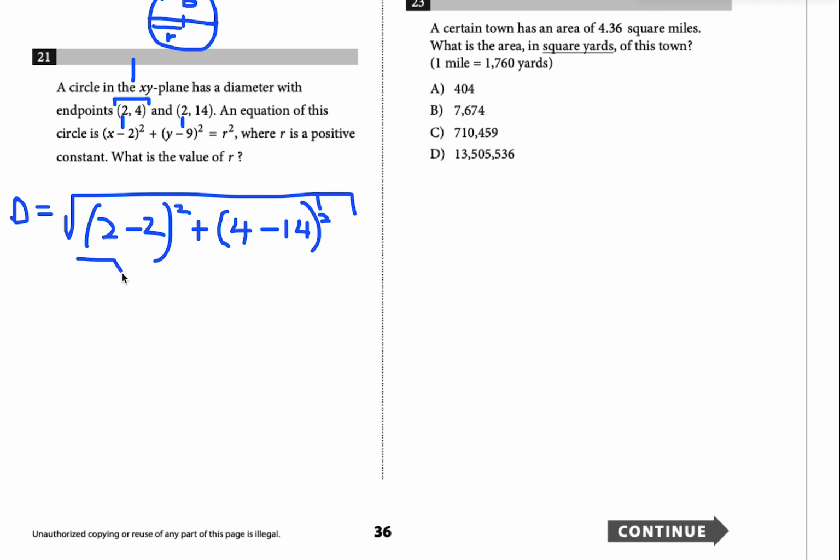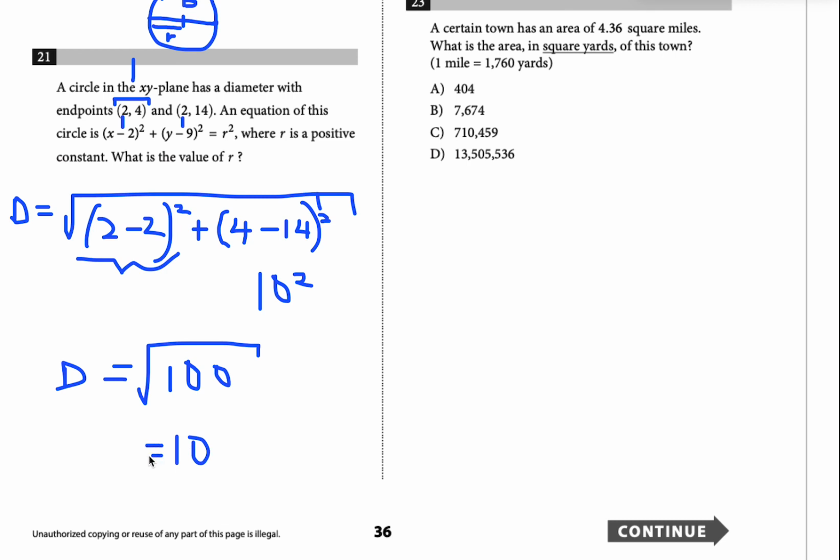Again, this component goes to 0 because 2 minus 2 is just 0, squared is 0. And then here we subtract 14 from 4, and we'll get 10. So we'll get 10 squared, which would be 100. And the square root of 100, mind you, this is still under the square root since we're using the distance formula, would just be 10. And so this represents the diameter, right?